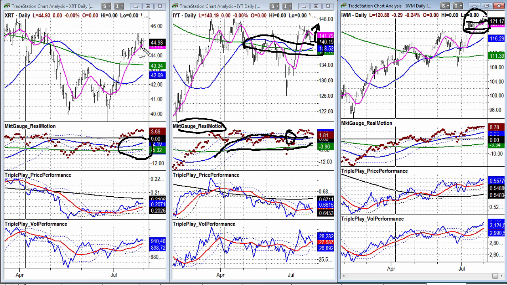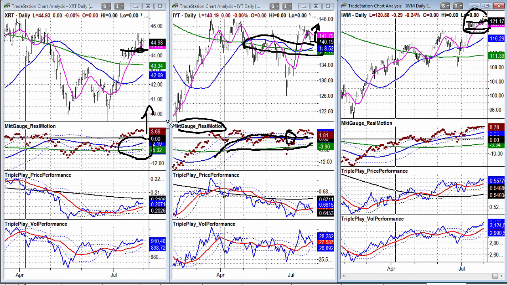XRT is over the 10-day moving average, so if you know how to trade a market that's trending higher, then XRT looks like it's potentially providing some good opportunities right now with this breakout, with stops under this low, and with Real Motion in your favor.